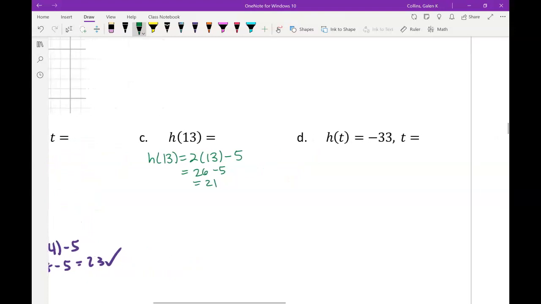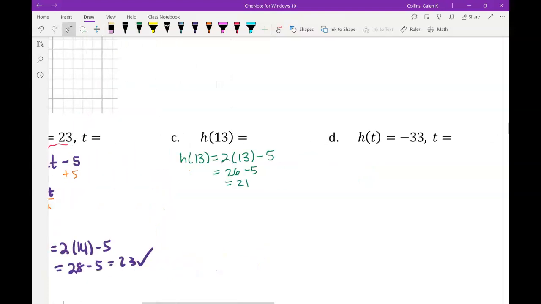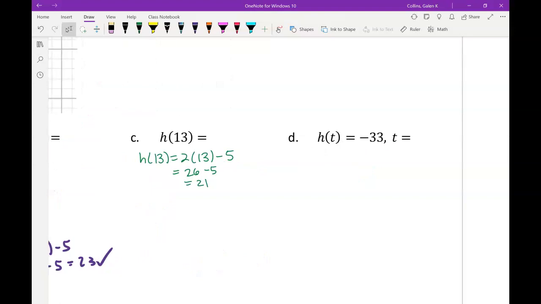All right, lastly, part D, very similar to what we did in part B. I'm trying to find the value of t that makes h negative 33. So I'm going to set 2t minus 5, my expression for h of t, equal to negative 33, because 2t minus 5 and h of t are interchangeable. So I can substitute 2t minus 5 for the expression h of t.